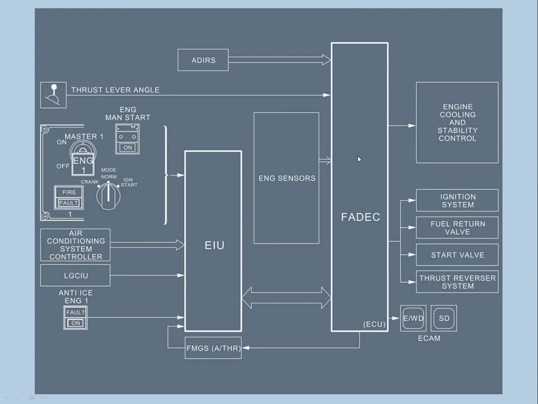So this is the FEDEC here, also called the ECU, electronic control unit. It controls various systems: ignition system, start valve, thrust reverser system, fuel return valve, engine cooling, etc. And these are the engine sensors that are giving information to the FEDEC. The EIU here is the interface unit between the air conditioning, LGCIU, anti-ice, the master switches and the mode selectors, engine manual start, etc. And this shares information to the FEDEC.